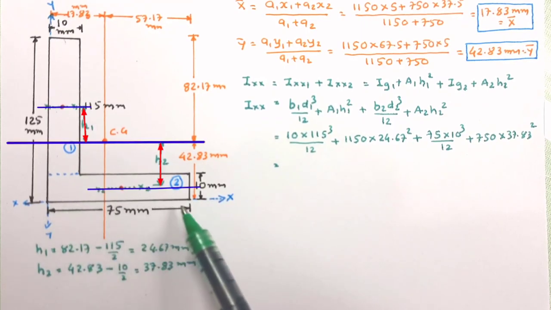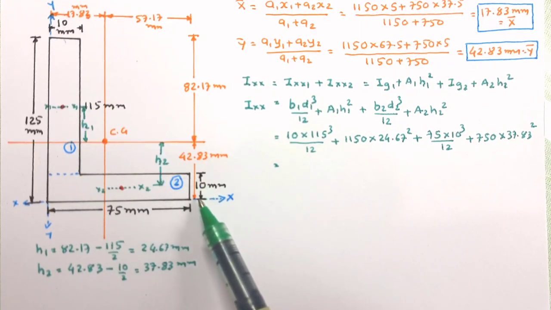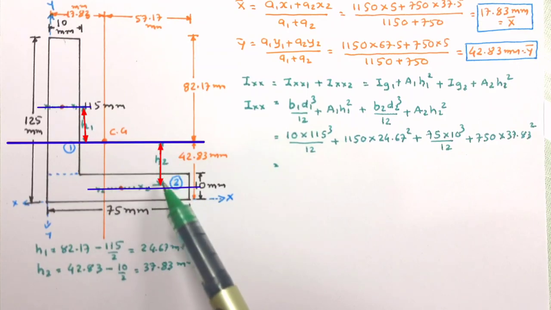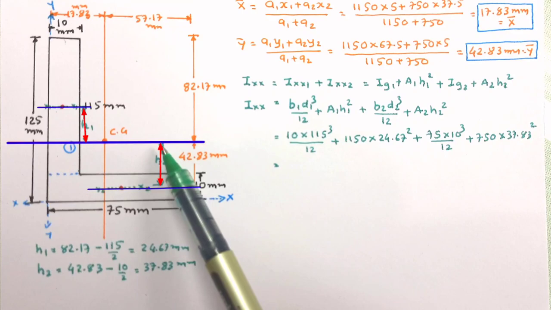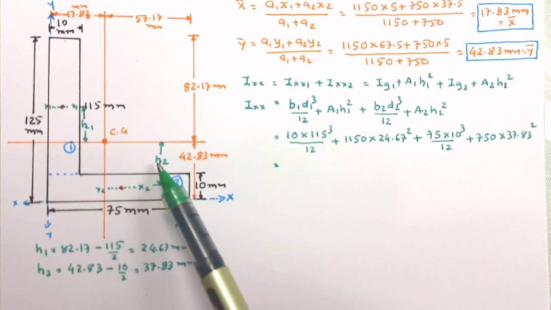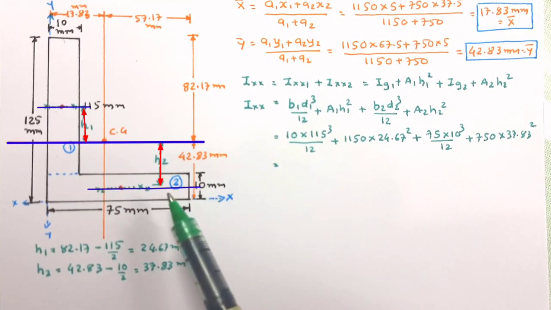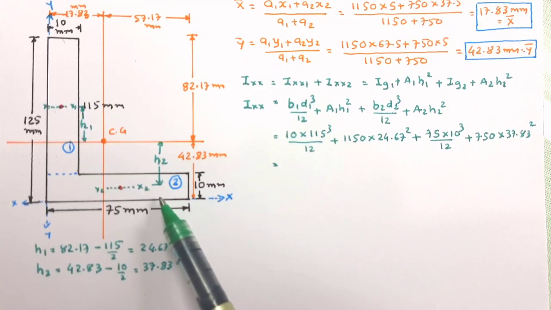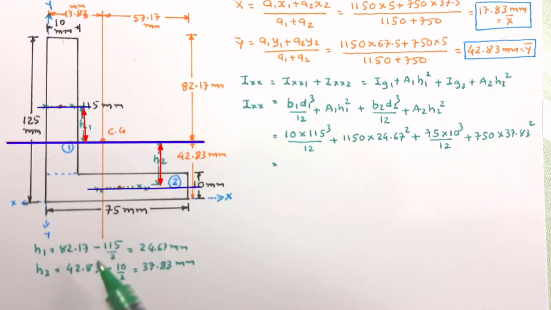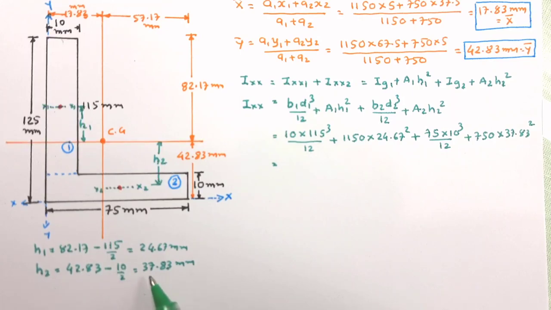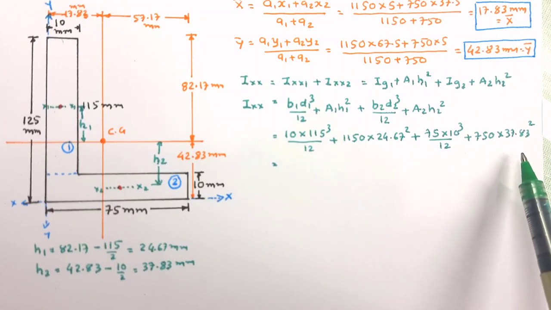For the second figure, B is 75, D is 10, and H2 is this distance, meaning the centroid of the second figure to the centroid of the complete figure. So to work out H2, this distance is known to us. If we subtract this distance, then H2 will be available. This distance is half of 10, so the value has been equated: 42.83 minus 10 by 2, that is 37.83 mm, which is kept here. Now let us calculate it.